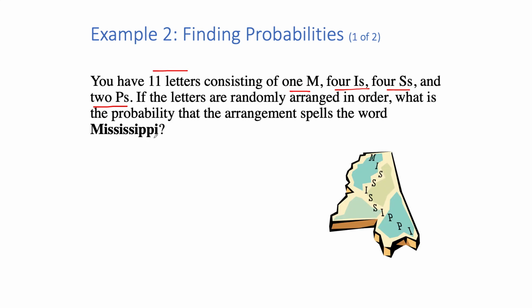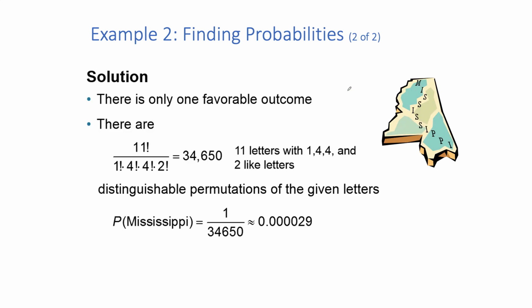Again, remember, the crucial thing is that you're arranging all 11 letters, but you have many of the same kind. They're not distinct objects, there are many of the same kind, so you want to find distinguishable permutations. Right? So there's 34,650 different permutations that you can make using these 11 letters which are available to you, of which only one of them is the word Mississippi.